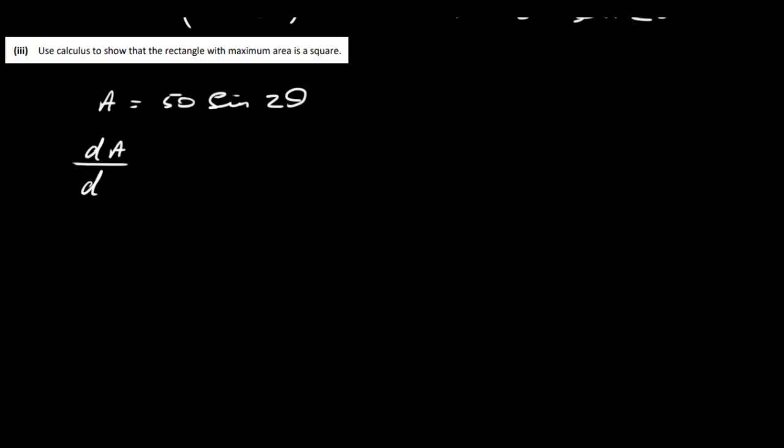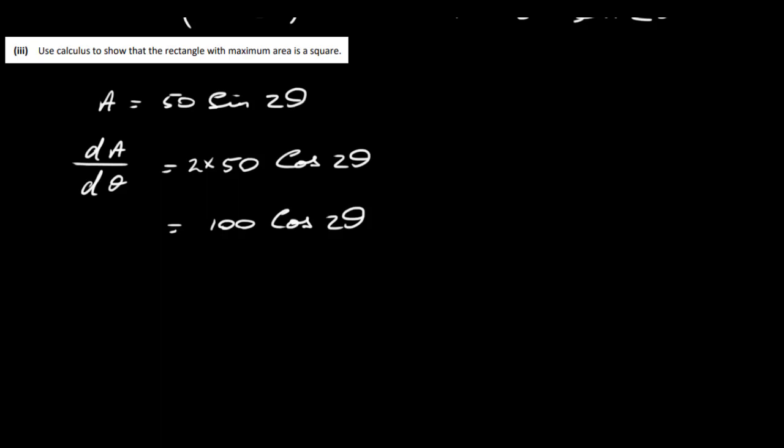So we want to differentiate A with respect to theta, so that's going to give us 50. Now if we differentiate sine of anything, we get cos of the anything, so it's going to be cos of 2 theta. But because it's not sine theta here, it's sine 2 theta, we must use the chain rule and differentiate the 2 theta. So that means we end up with 2. So I'm going to put the 2 here and multiply. So that just gives us 100 cos 2 theta.